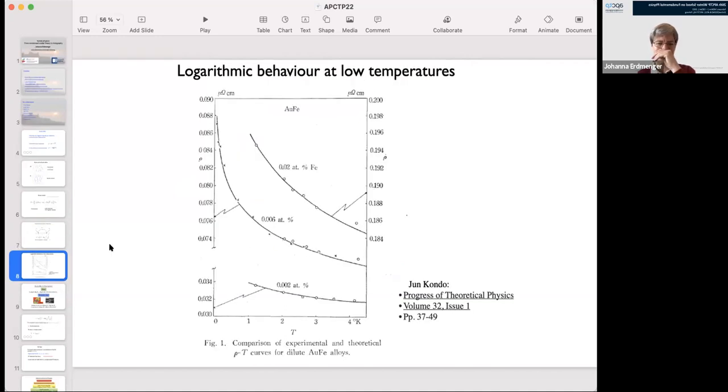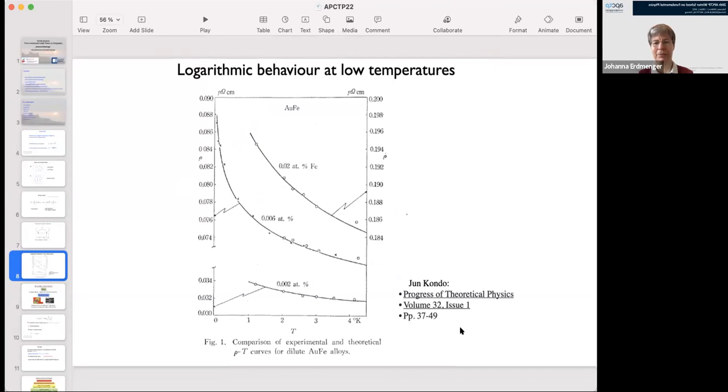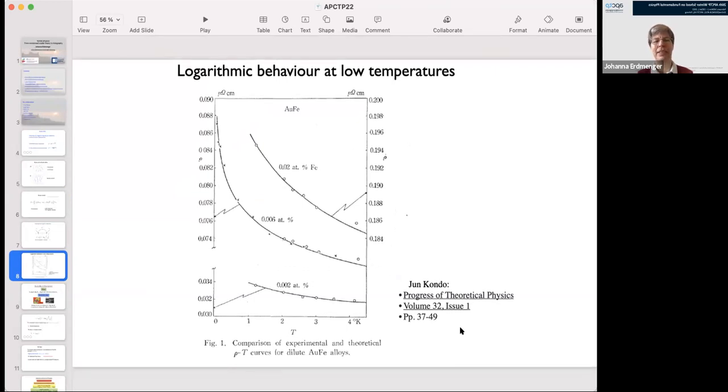Okay, so this is a plot from Kondo's original paper in 1964. And this simple calculation that I just showed to you explains this logarithmic, minus log T behavior, I think this was for iron with gold impurities. So here you see the temperature in Kelvin, and when the temperature gets lower, then the resistivity, this is the resistivity, increases logarithmically.